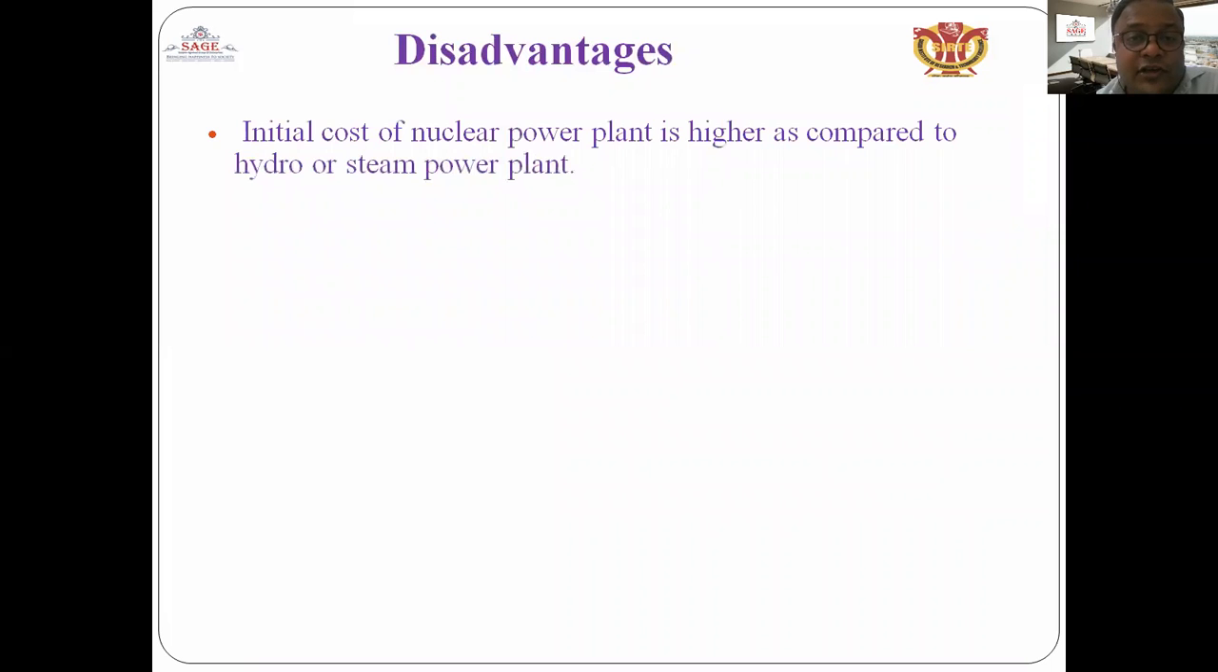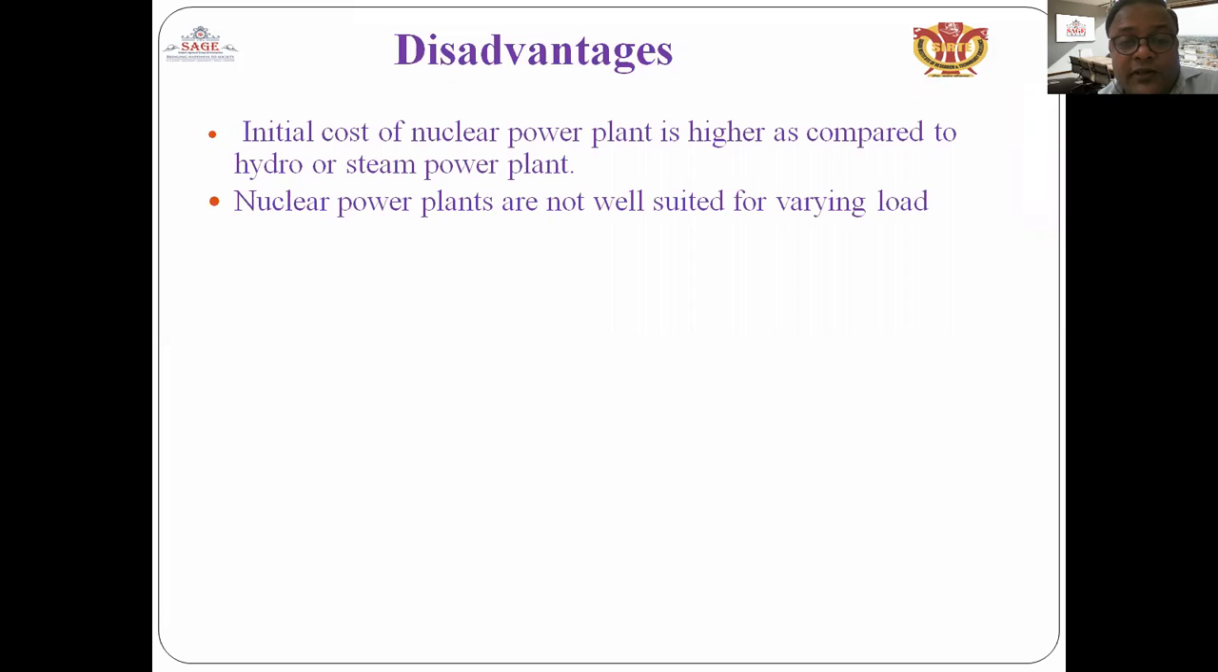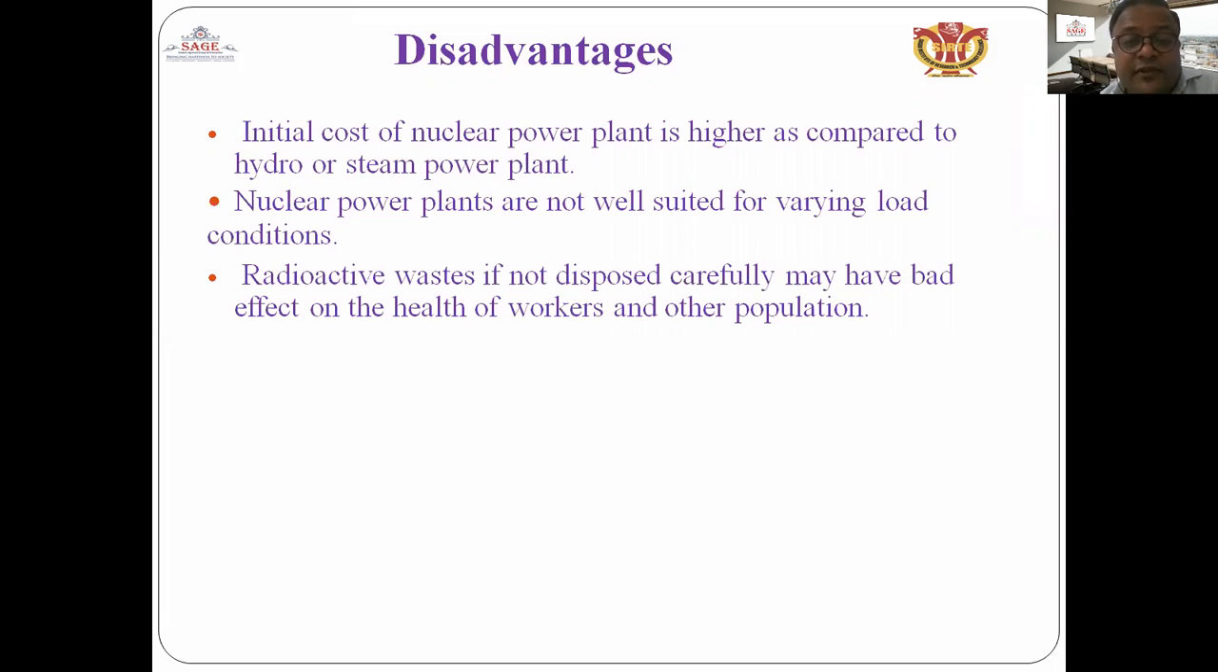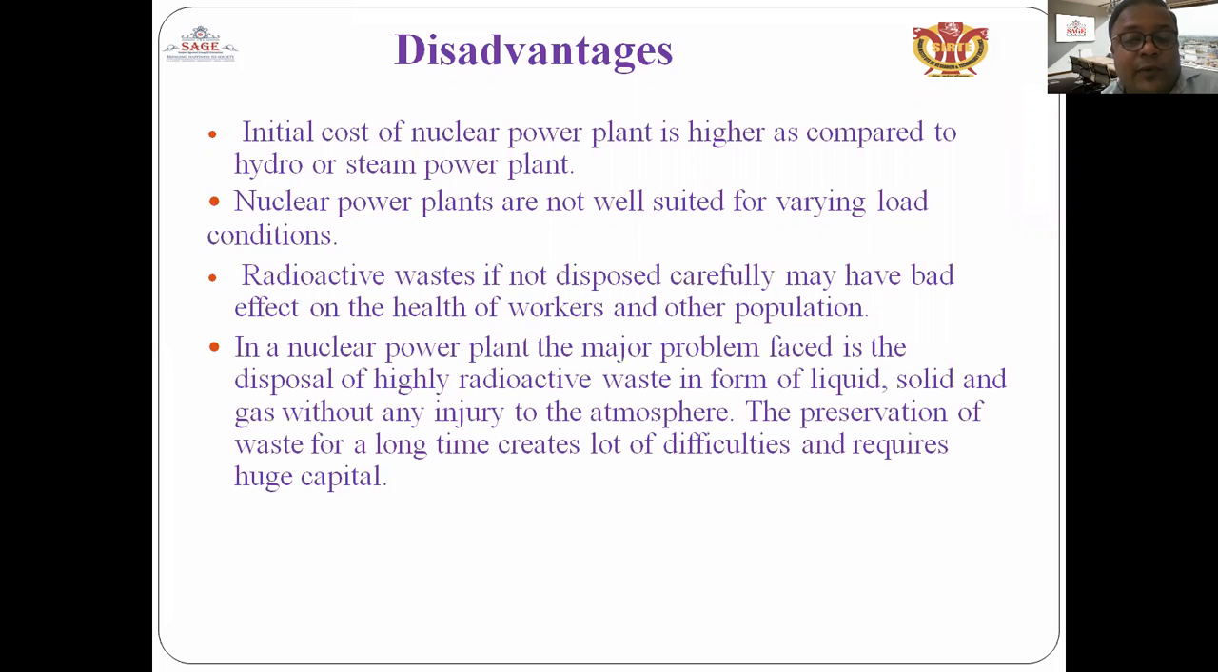Disadvantages: the initial cost of a nuclear power plant is higher as compared to a hydro or steam power plant. This is the first disadvantage. Nuclear power plants are not well suited for varying load conditions, and radioactive waste, if not disposed of carefully, may have a bad effect on the health of the workers and other populations. In a nuclear power plant, the major problem faced is the disposal of highly radioactive waste in the form of liquid, solid, and gas without any injury to the atmosphere. The preservation of the wastes for a long time creates a lot of difficulty and requires huge capital. Maintenance cost of the plant is high.